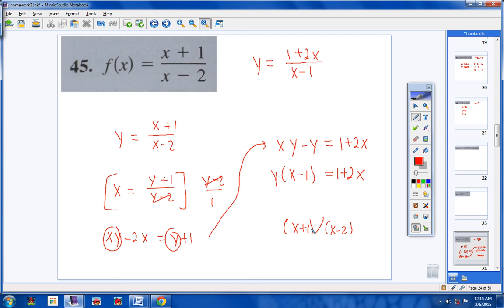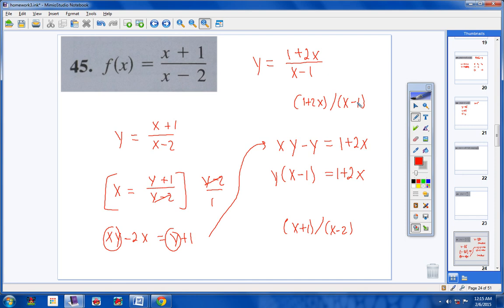So hit your y equals, put a parentheses, x plus 1, close your parentheses, divided by x minus 2. Be sure and put that in parentheses, then hit enter, and now you're down to the second line. Be sure and put parentheses, 1 plus 2x, close the parentheses, divided by x minus 1 in parentheses.